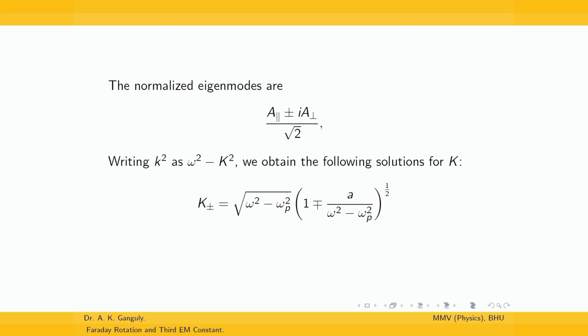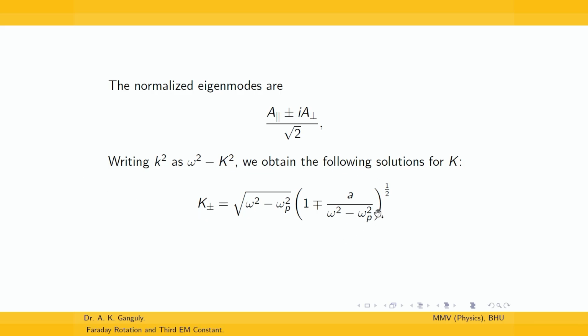What are these 2 wave vectors? They are the normalized eigenmodes, and they are given by (A parallel plus i A perpendicular) upon square root of 2, and (A parallel minus i A perpendicular) upon square root of 2. These are the 2. And what is the difference between the wave vectors that follows from the dispersion relation? It is essentially given by this particular relation.